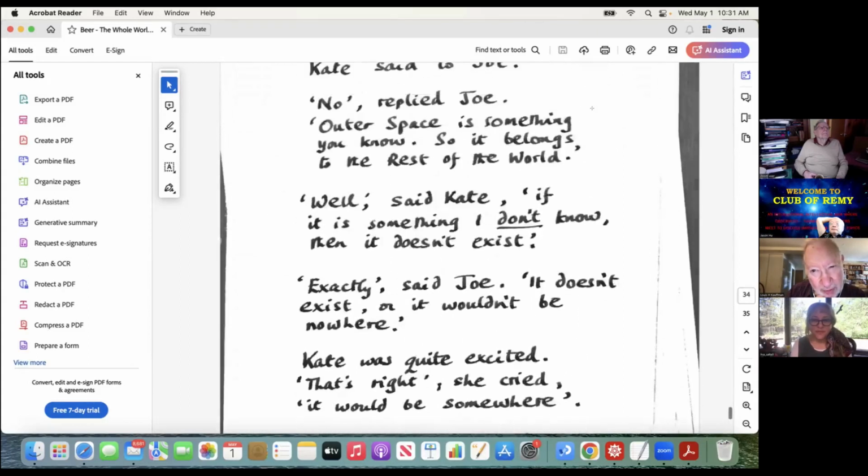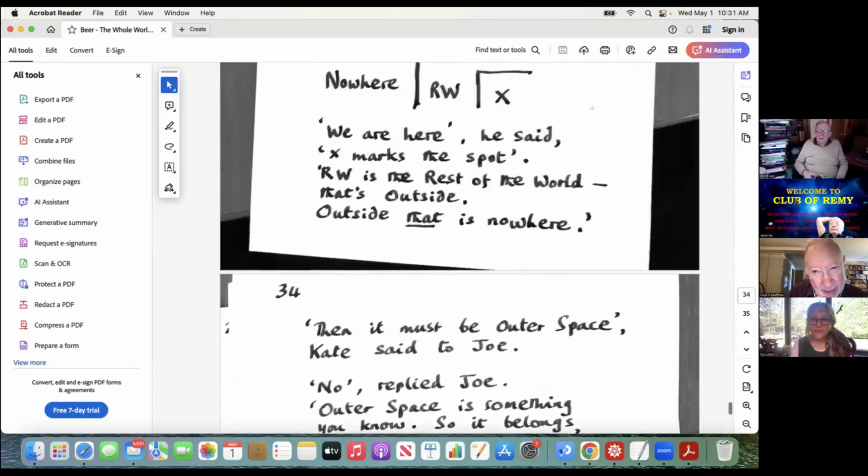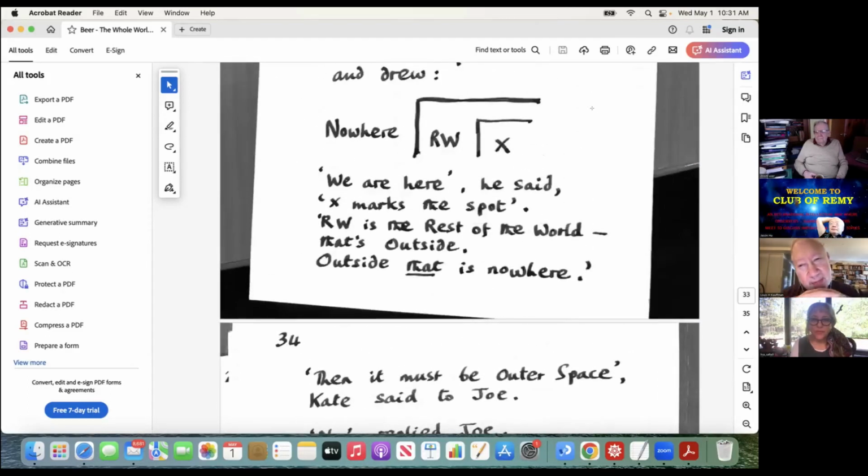Does this remind you of other things? It might. For example, in the Tractatus, Wittgenstein says, seeing the world as a limited whole, that is what is mystical.